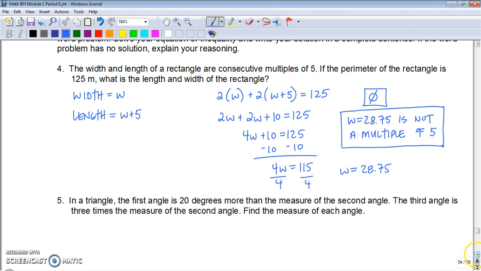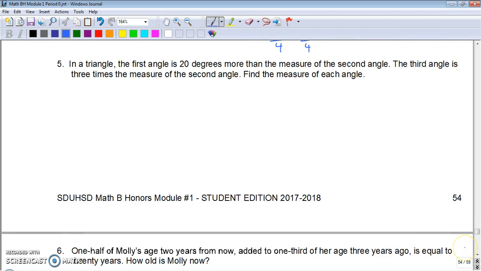Let's look at number 5. In a triangle, the first angle is 20 degrees more than the measure of the second. The third angle is 3 times the measure of the second angle. Find the measures of each angle. We'll have the first angle, second angle, third angle. So the first one is 20 degrees more than the second one, so we'll call the second one maybe x, and the third is 3 times the measure of the second.